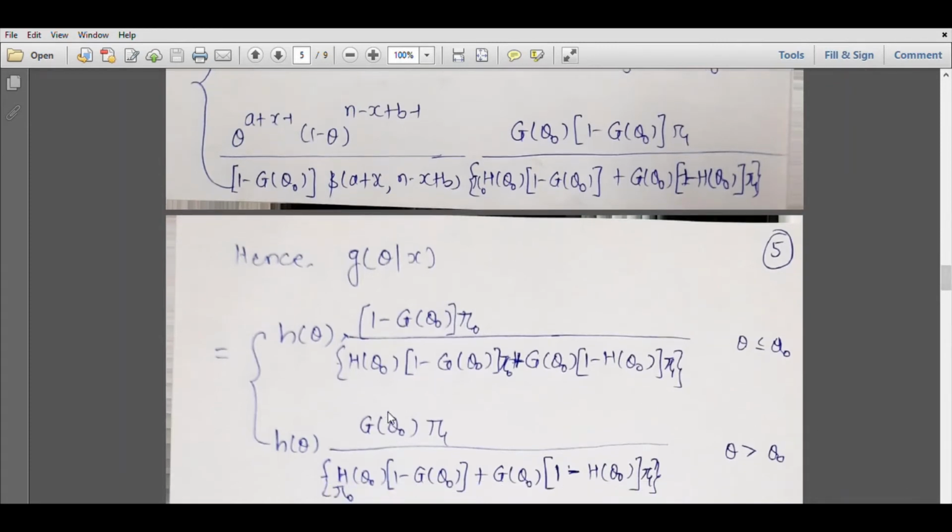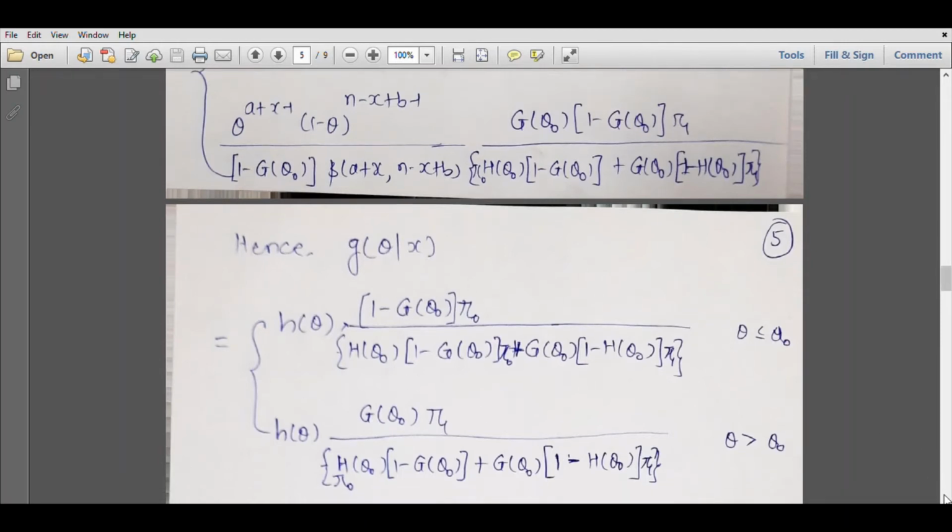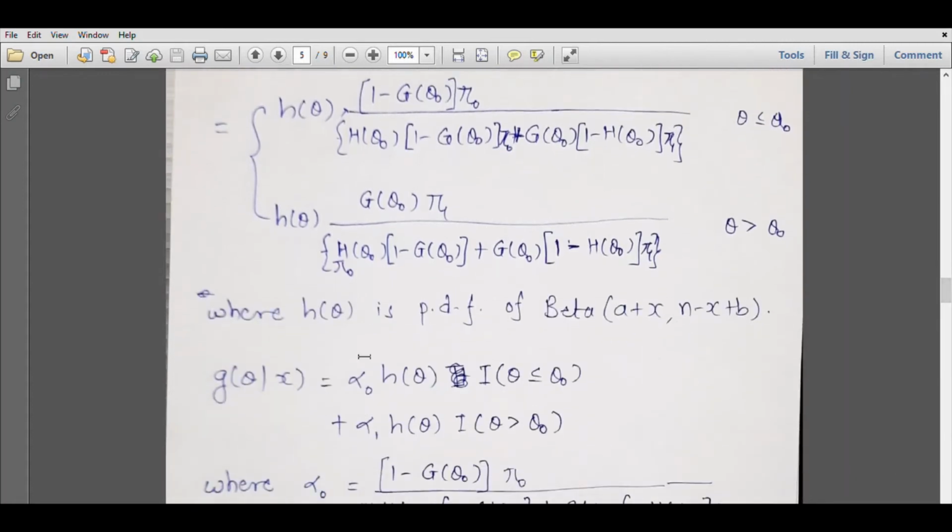Okay, now suppose I call this whole stuff alpha naught and this alpha 1. Then I can simplify this as alpha naught times h theta into indicator function of theta less than or equal to theta naught plus alpha 1 times h theta into indicator function of theta greater than theta naught. So notice that in either of the cases, whether theta larger than theta naught or theta smaller than theta naught, exactly one of the indicator functions is going to be 1. So g theta given x will be again in the same form. So we haven't made any mistake when we write this as plus.